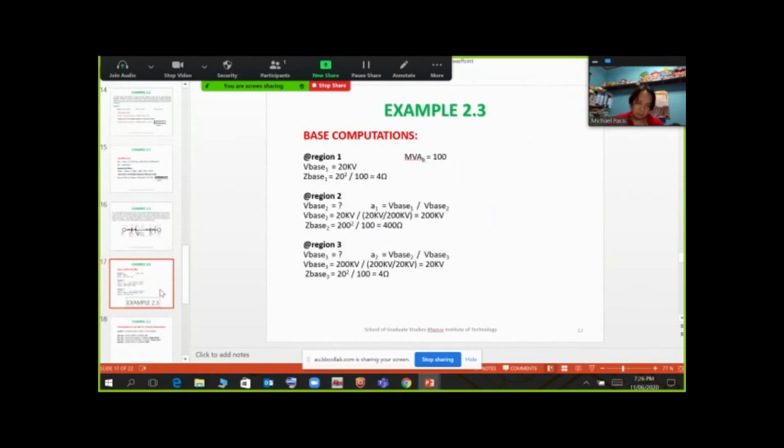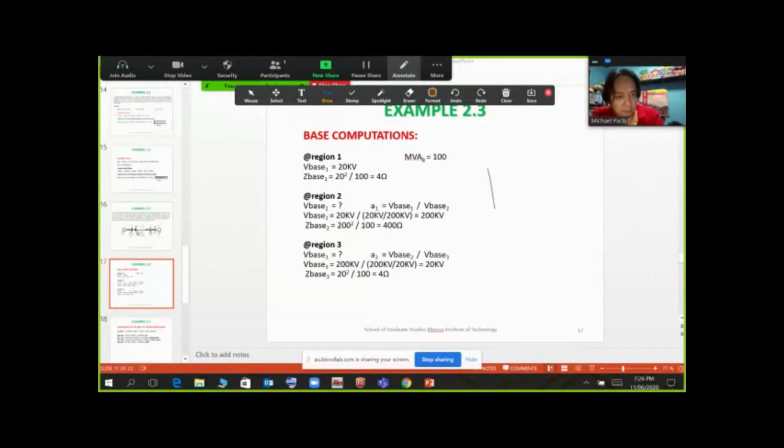First, you need to have the base computations. And please take note, before we go forward, that before you model a per unit equivalent circuit, or PUEC, please take note on the base computation.